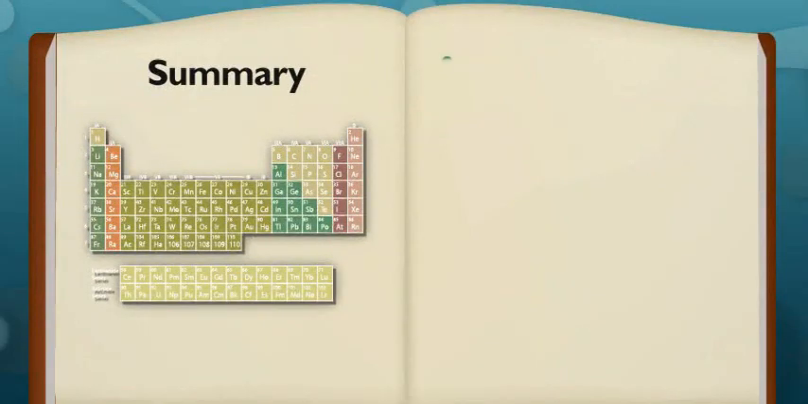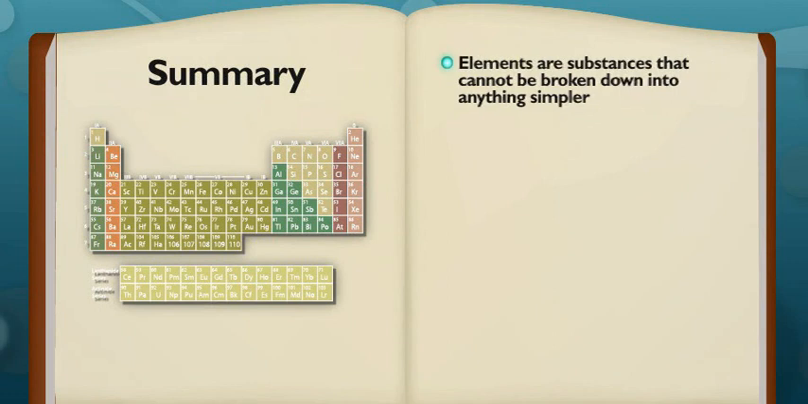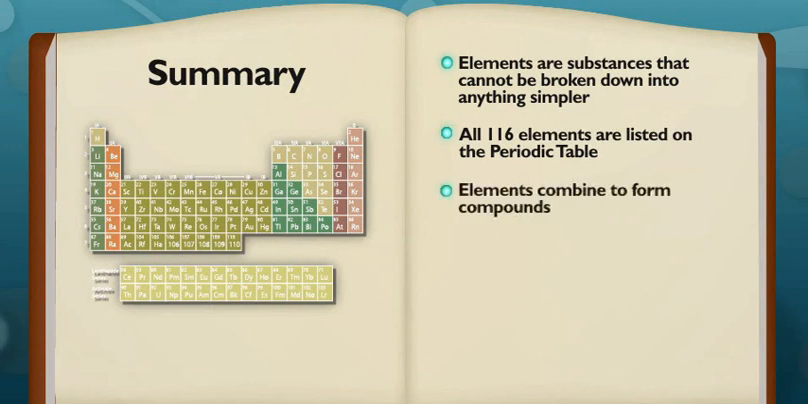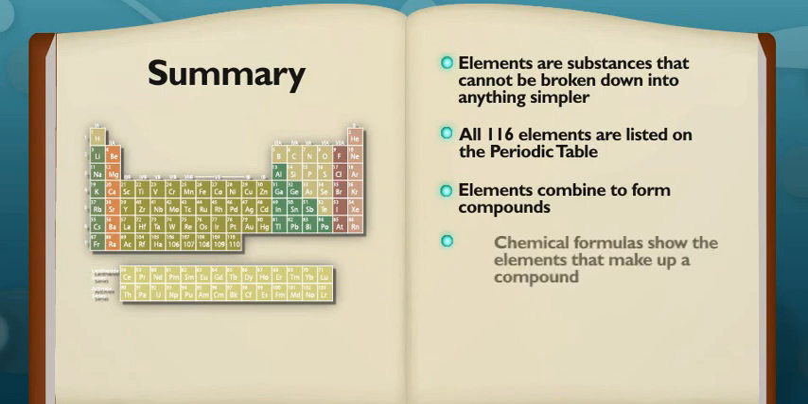An element is as simple as it gets. Elements are substances that can't be broken down into anything simpler. There are 116 elements, and they're all listed on the periodic table. Elements are combined to form compounds, totally different new substances. The recipe for a compound is called a chemical formula.